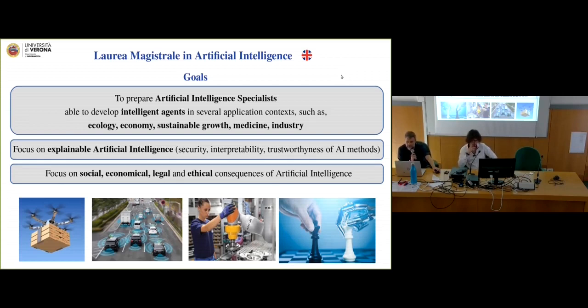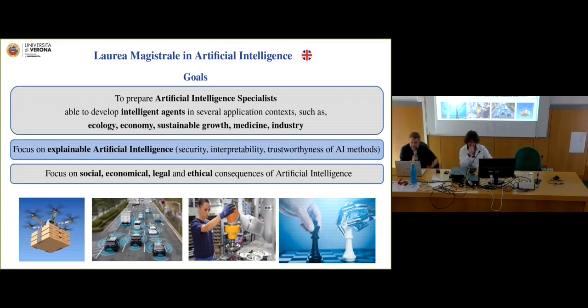One of the main focuses of this degree is explainable artificial intelligence. Explainable artificial intelligence means that we would like to teach the students methods that are not only able to take decisions, the optimal decisions, but also to explain the decisions that they take.